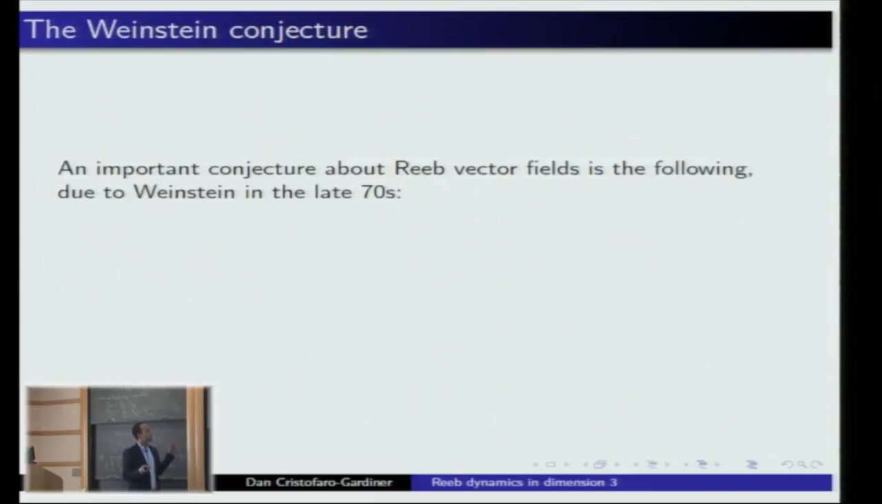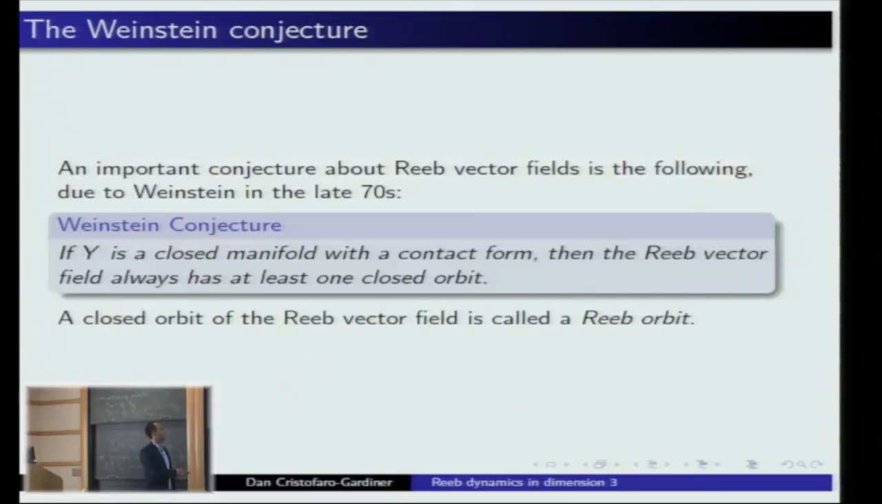A seminal conjecture about Reeb vector fields is the following conjecture due to Weinstein from the late 70s. What Weinstein conjectured is that if I have a closed manifold with a contact form, then the Reeb vector field always has at least one closed orbit. A closed orbit of the Reeb vector field is called a Reeb orbit. So that's really what we're going to be talking about today, Reeb orbits.